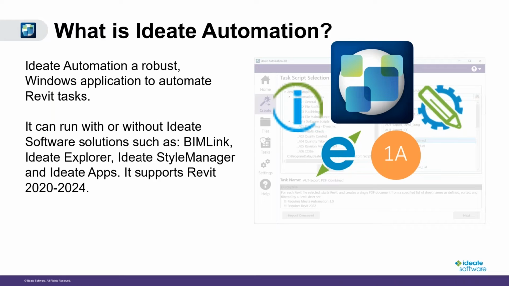So to begin, what is Ideate Automation? It is a Windows application that automates your Revit tasks. It is compatible with Revit 2020 to 2024. It can utilize Ideate software solutions such as BIMlink, Explorer, Style Manager, and apps. It is designed to run with minimal input and delivers accurate and predictable results.